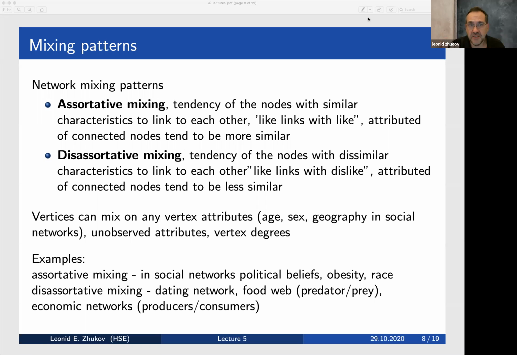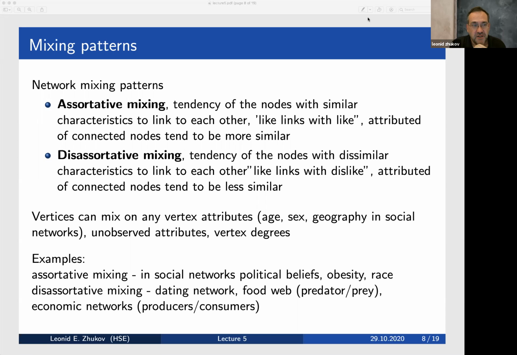An example of disassortative mixing is marriage. Married couples are usually of opposite sex, not always, but usually. If the nodes are people and the edges are marriages, then you get disassortative mixing with respect to sex.